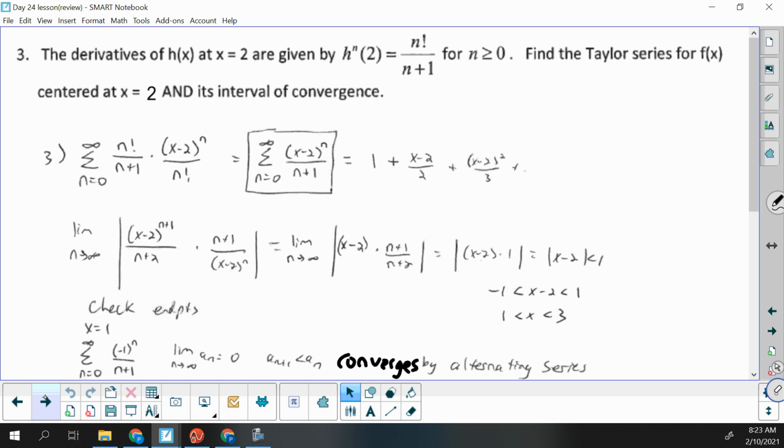So in general, we have our derivatives at that center times x minus our center raised to the n over n factorial. So here's our derivatives. We have x minus 2, our center, to the n over n factorial. Notice the n factorials wipe out, so that's why in the box version of that series is the simplified form.